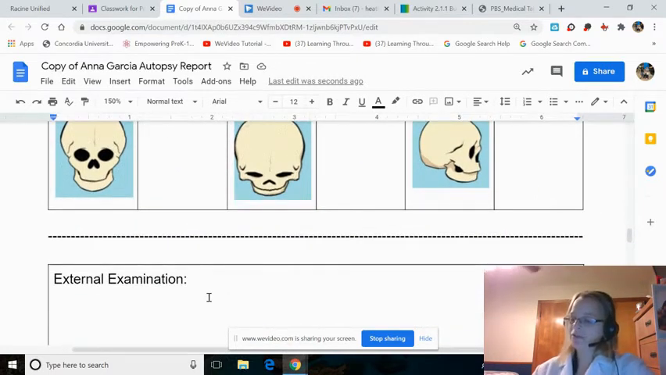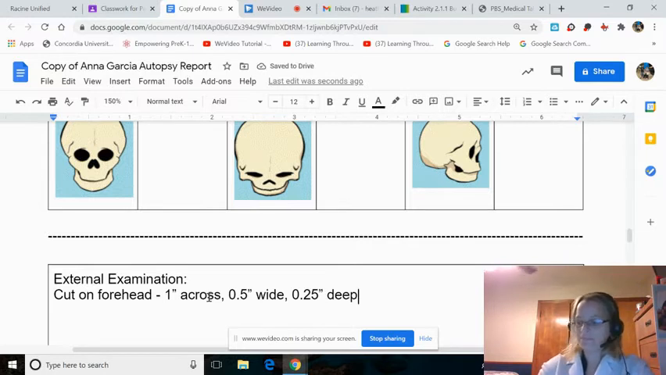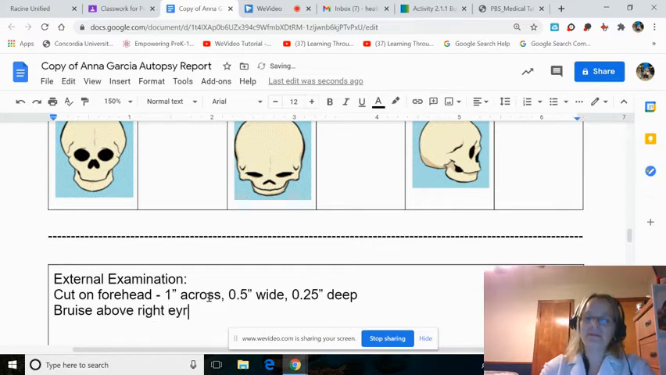All right, external examination. Cut on forehead. And this time we're going to get a little more detailed with that. We're going to say it was 1 inch across. It was a half an inch wide, and it was a quarter of an inch deep. Okay. See, there was the bruise. There you go. Bruise above right eyebrow.